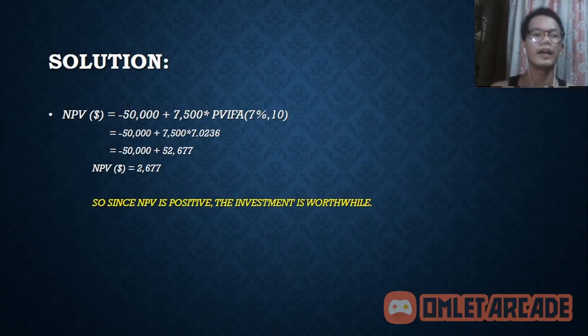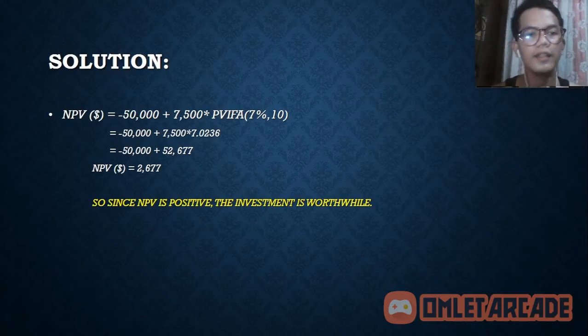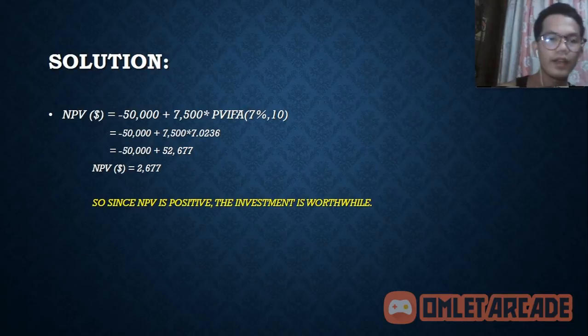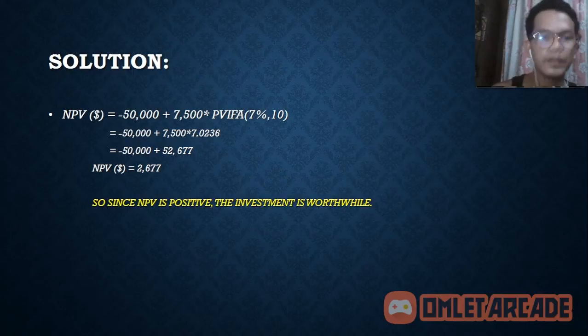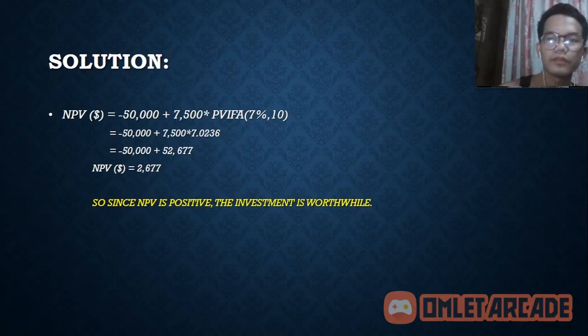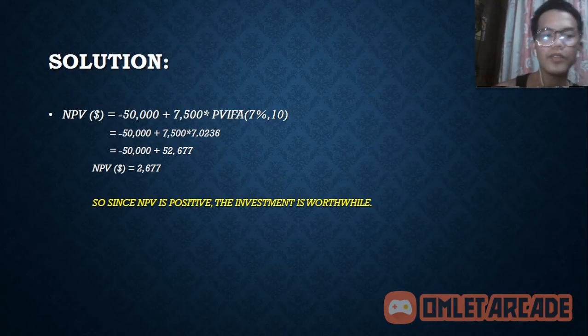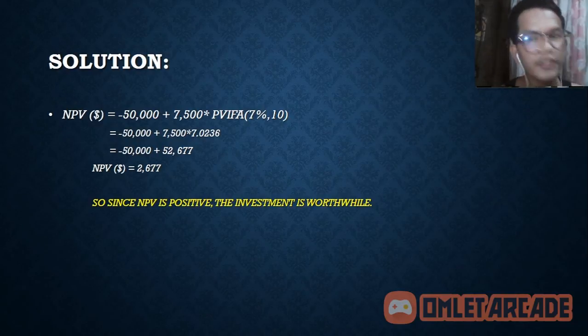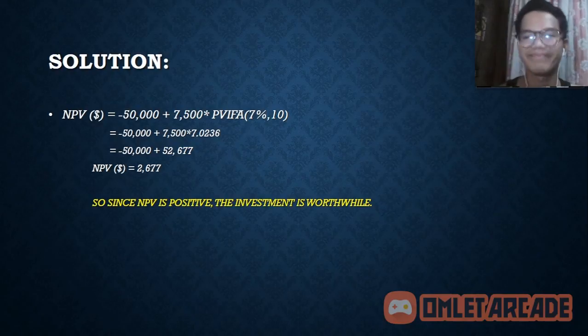We have our solution. PV in dollars is equal to negative 50,000 plus 7,500 times PVIFA at 7% for 10 years. Do the math: negative 50,000 plus 7,500 times 7.0236, and do the algebra. So NPV is equal to 2,677. Since NPV is positive here, we can see that the investment is worthwhile.